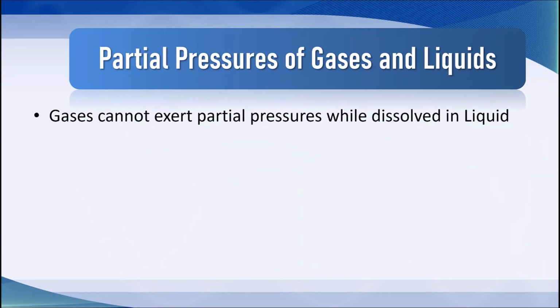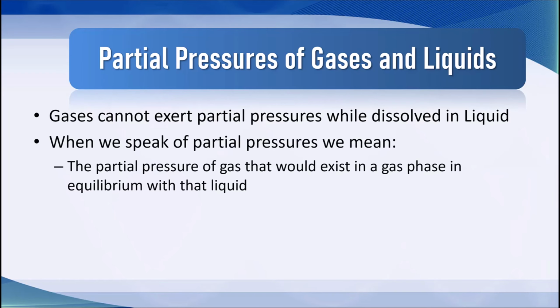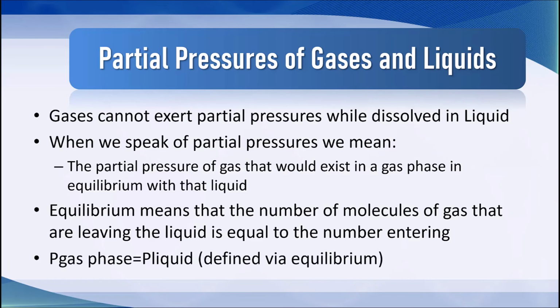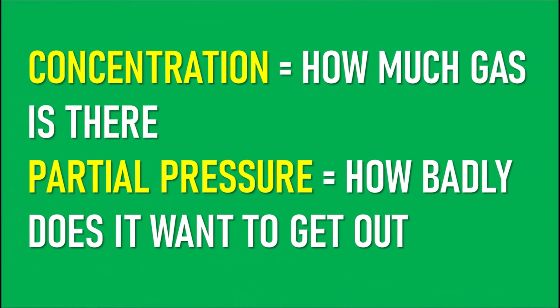Gases cannot exert partial pressures while dissolved in liquids. When we speak of partial pressures, we mean the partial pressure of gas that would exist in the gas phase in equilibrium with that liquid. Equilibrium means that the number of molecules of gas that are leaving the liquid is equal to the number entering. The partial pressure in the gas phase equals the partial pressure in the liquid phase defined via equilibrium. Concentration refers to how much gas is in there in millimoles per liter. Partial pressure is how badly it wants to get out.